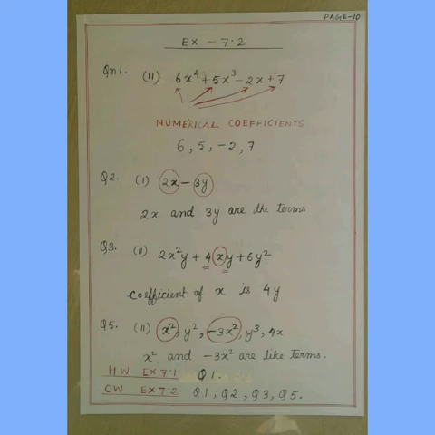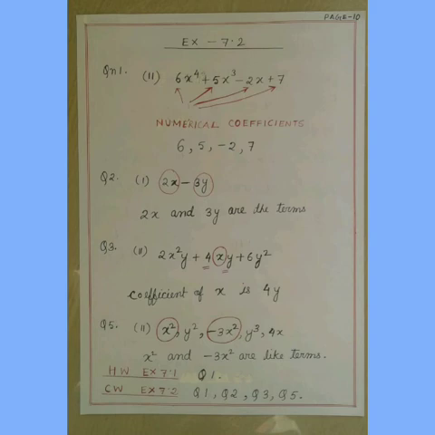Question number 1, you have to write the numerical coefficients of the expression. Numerical coefficients are the numbers associated with the variables. So I have shown you 6 x to the power 4 plus 5 x cube minus 2 x plus 7. Here we have numbers 6, 5, minus 2 and 7. So 6, 5, minus 2 and 7 are the numerical coefficients.